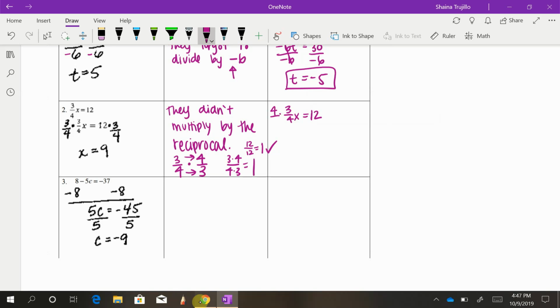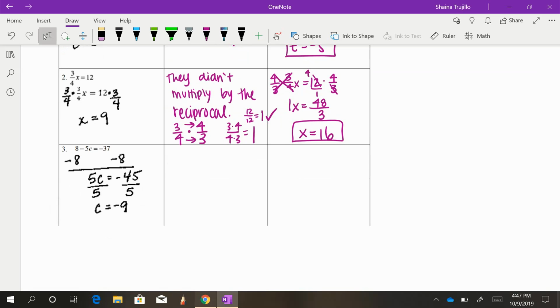Okay, so now I'm multiplying by my reciprocal. That becomes 1x equals 12 times 4 is 48 divided by 3. It equals 16. All right.